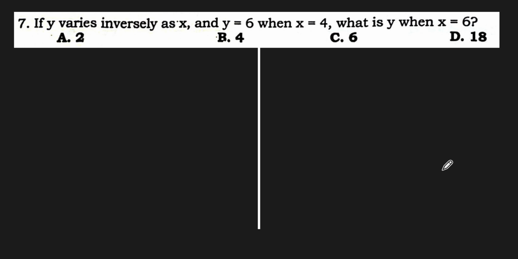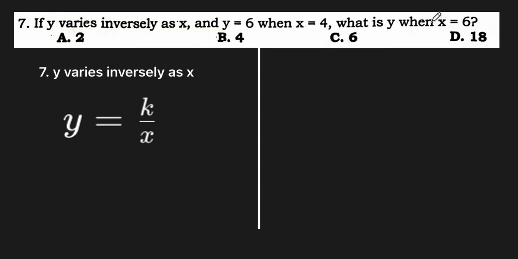Number 7 is, if y varies inversely as x and y equals 6 when x is equal to 4, what is y when x is equal to 6? Again, this is the main theme. Y varies inversely as x, and we can represent it as y equals k over x.